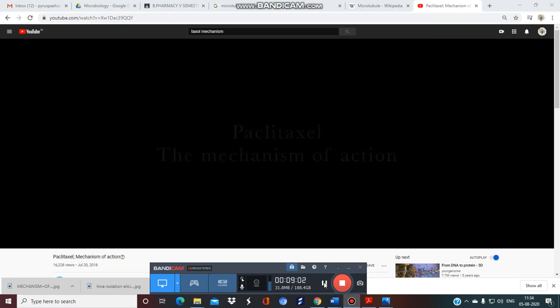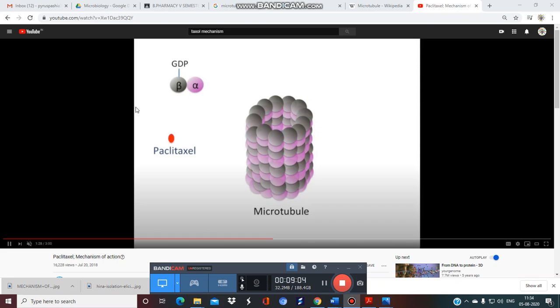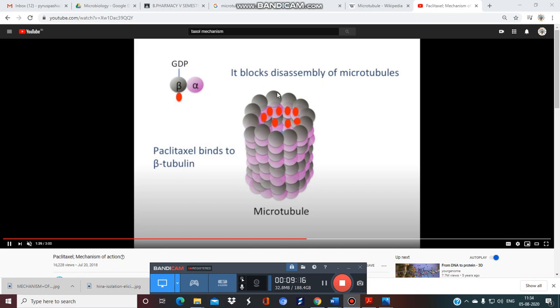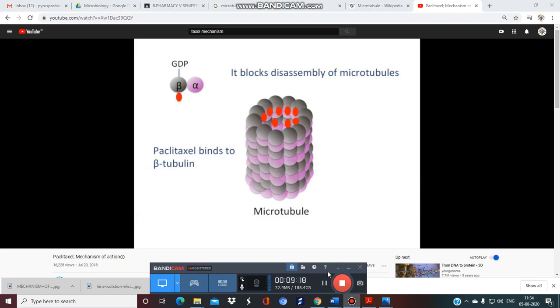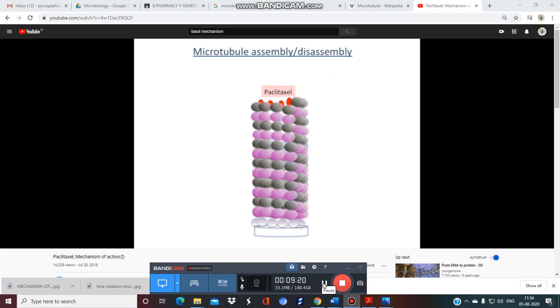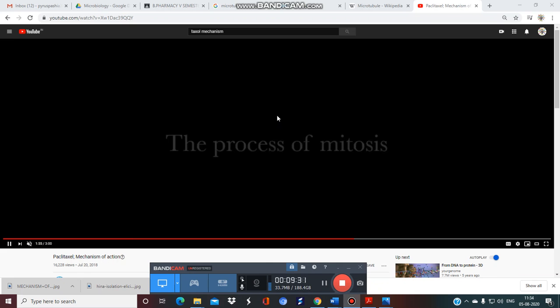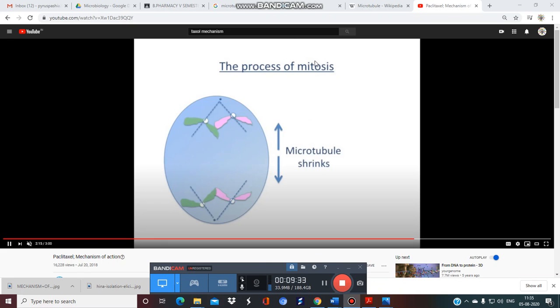Now, how does paclitaxel act? Paclitaxel acts on the beta tubulin protein. It binds to the luminal side of the microtubules. Here it is. The paclitaxel is acting, and it blocks the disassembly of the microtubules. This is the paclitaxel, and this is paused, meaning the shrinking is not done. Paclitaxel is blocking the microtubule in this shape.